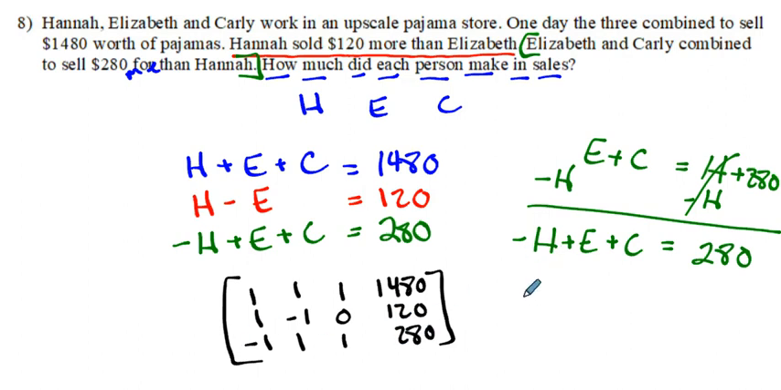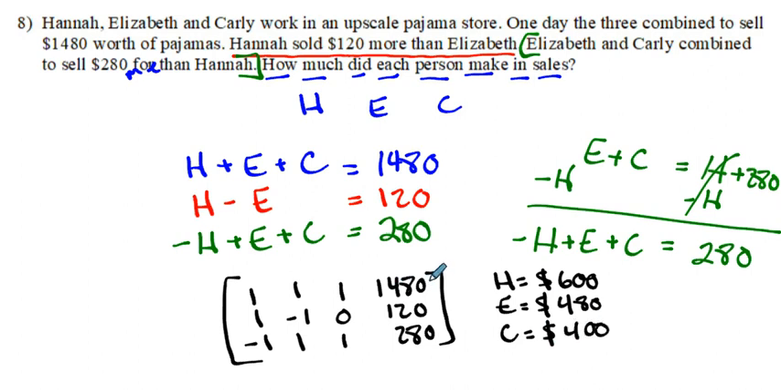When you do that, you should get from the first row, you'll find out that Hannah sold $600 worth of pajamas, solid sales. Elizabeth sold $480 worth of pajamas, and Carly sold $400 worth of pajamas.